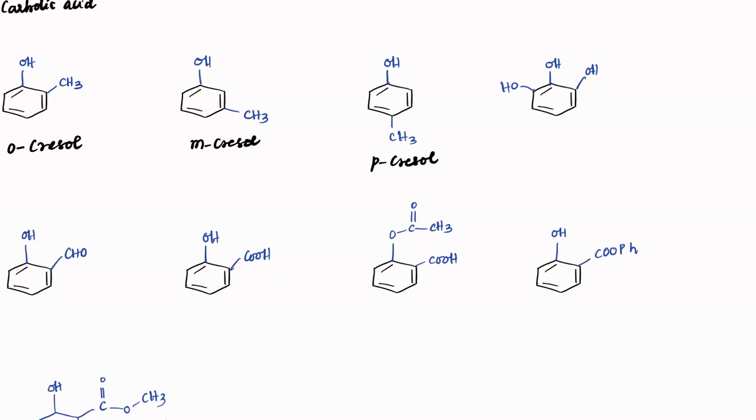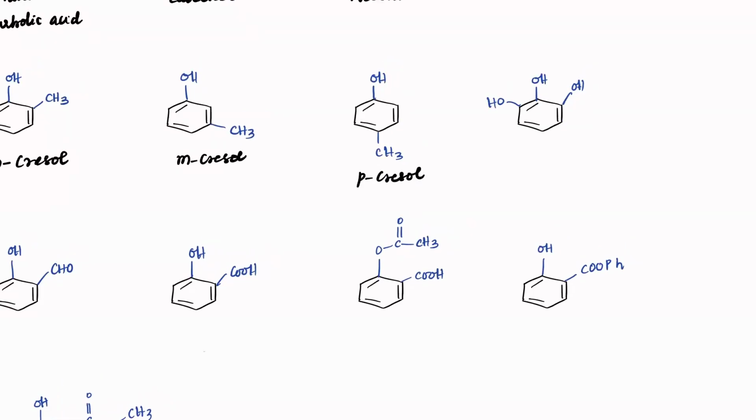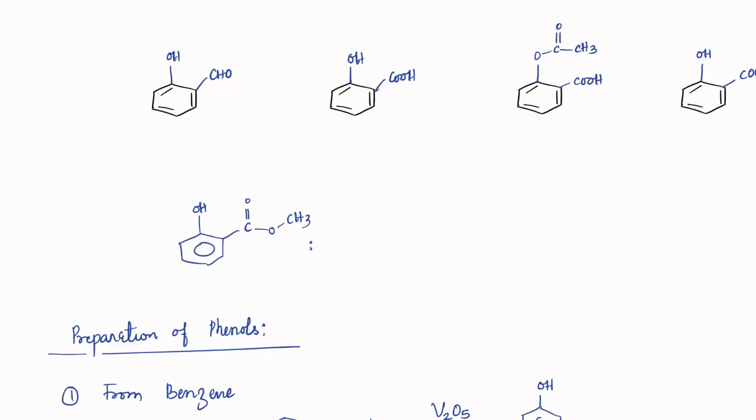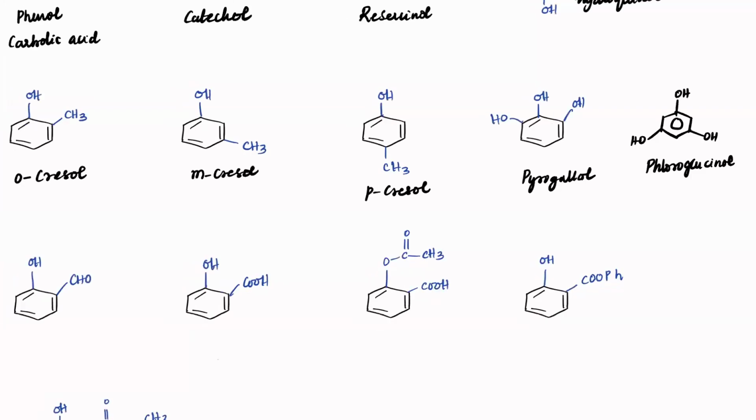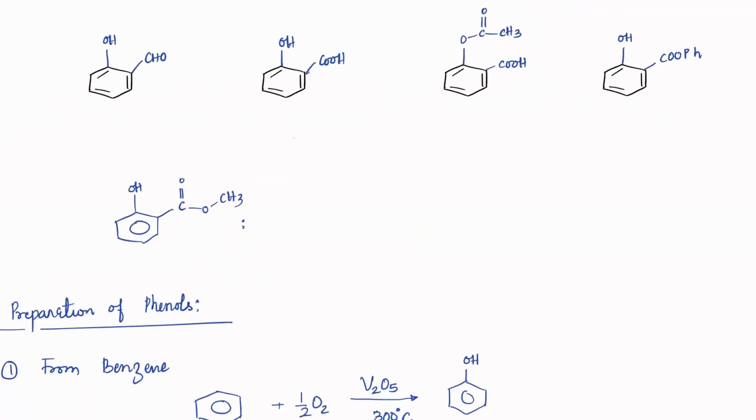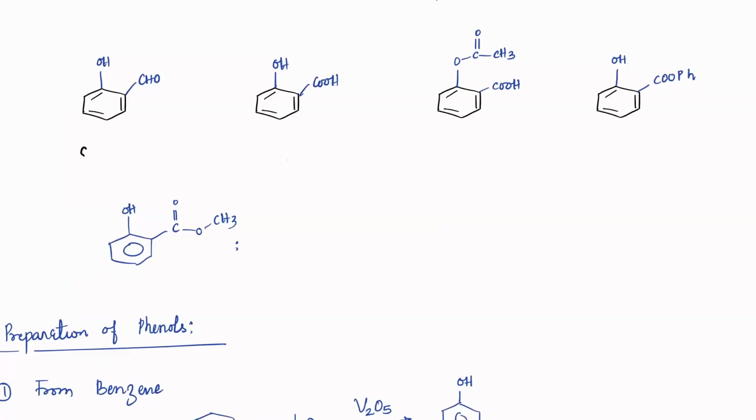If you have three OH groups back to back at 1, 2, 3 positions, that is called pyrogallol. And I think I forgot to write one more form which is important and we must learn: if you have OH at 1, 3, 5 positions, this is called phloroglucinol. I'll put it. Next, get closer. The next one is salicylaldehyde.